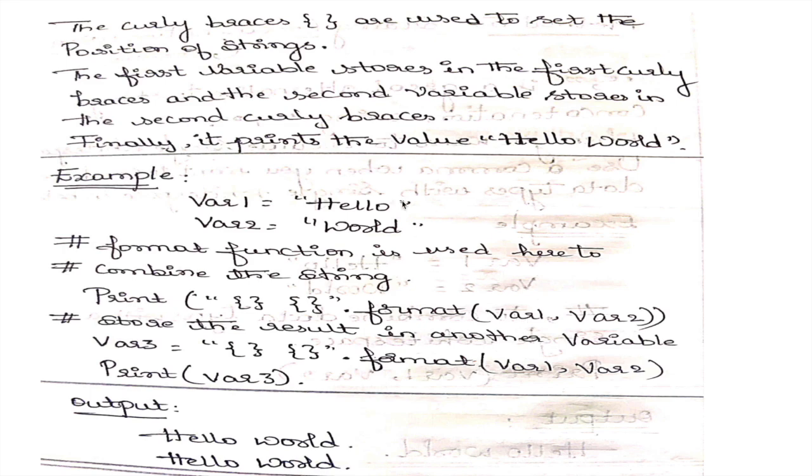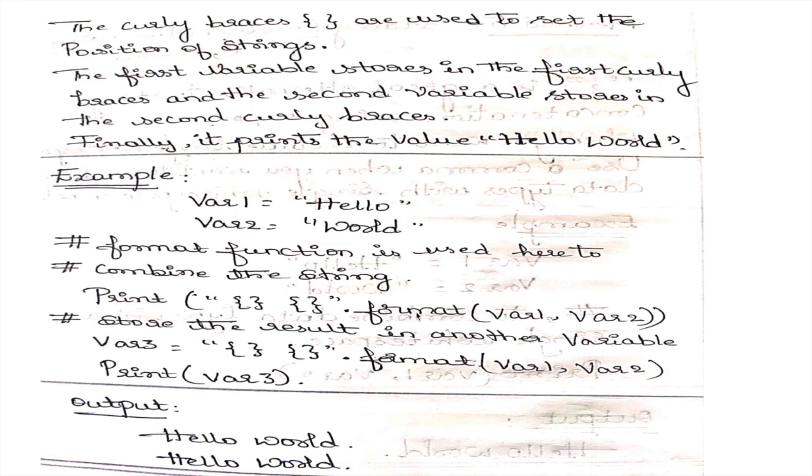So here, same example, I'm considering the same example. Variable 1 is going to hold the string hello, variable 2 is going to hold the string word. So here you can see I'm going to use two curly braces. The first curly brace is for the first string hello, the second curly brace is for the second string word. I'm going to join the contents in these curly braces using the format function.